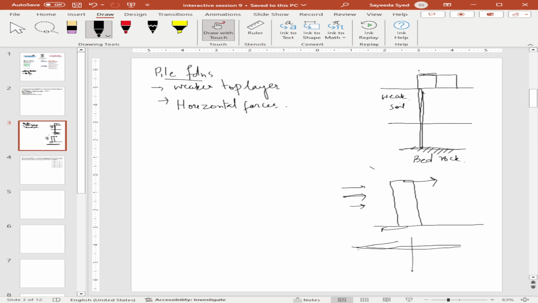We also need pile foundations when we have expansive and collapsible soils at the site, because our foundations do not perform very well in these soils. It can create problems at shallow depths. So we need a pile foundation in this case.